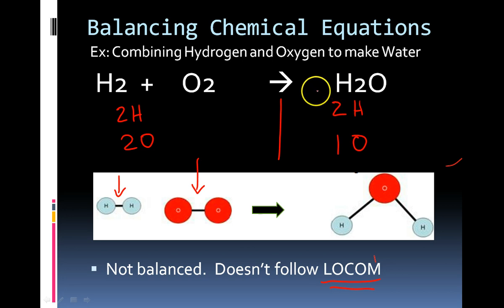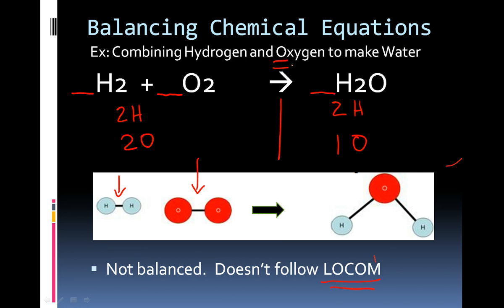Coefficients are just like in math. We can put a number in front of something to multiply it. So I could put a number there, a coefficient. I could put a coefficient there. I could put a coefficient there. And those coefficients again are going to multiply whatever's behind it, because I want one side of the reaction to equal the other side of the reaction.